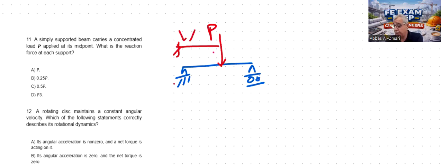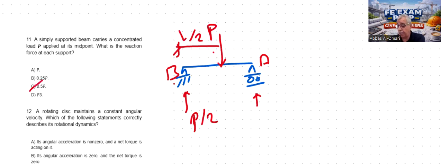So what is the reaction force at each support? Because of the symmetry, and this is simply supported, we can apply the equations of equilibrium, sigma Fx, sigma Fy, and moment at one of the supports. But because it is symmetric and the force is at midpoint, half of the force will go to support A, for example, and half of the force will go to support B. So the reaction is P over 2 at each support. So the correct answer is C.